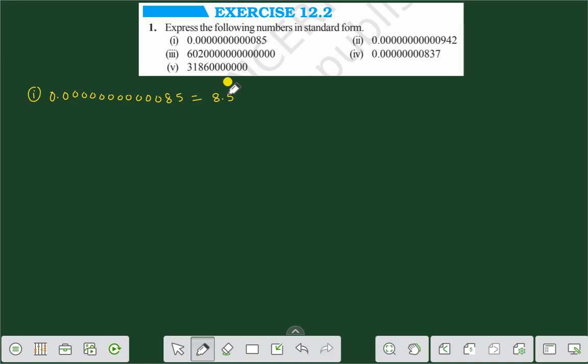8.5 into 10 to the power. Here we'll count the digits: 1, 2, 3, 4, 5, 6, 7, 8, 9, 10, 11, 12. Therefore, we are getting 8.5 into 10 to the power minus 12. That is in standard form. Right?